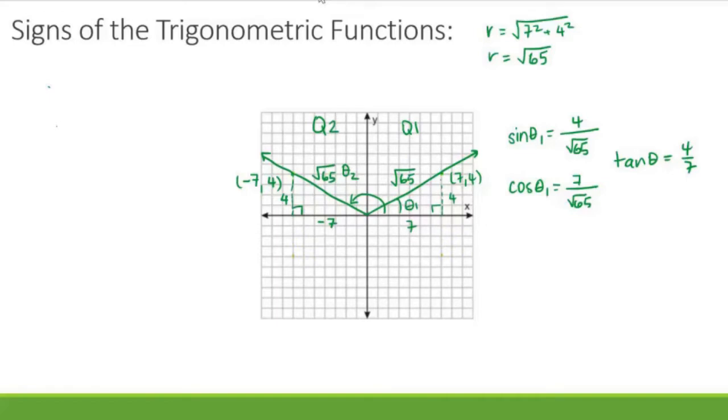Let's look at the trig functions here. The sine of theta 2 is 4 over the square root of 65. So far, exactly the same as the quadrant 1 angle. The cosine of theta 2 is the first one where we notice a difference. In this case, it's -7 over positive root 65. So that ratio, the entire ratio, is negative. As is the tangent. The tangent of the angle will be 4 over -7, or we could write that as -4 over 7.